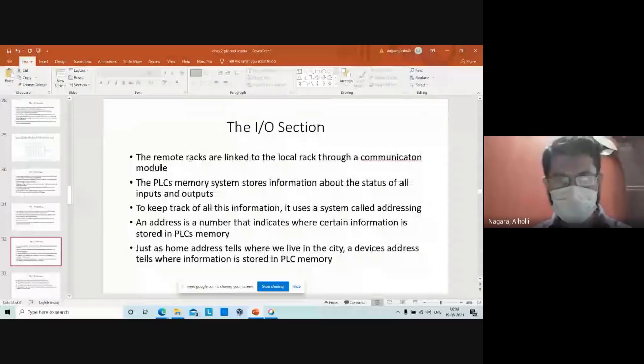Then next we will move on to what is called discrete IO modules. Discrete IO modules.